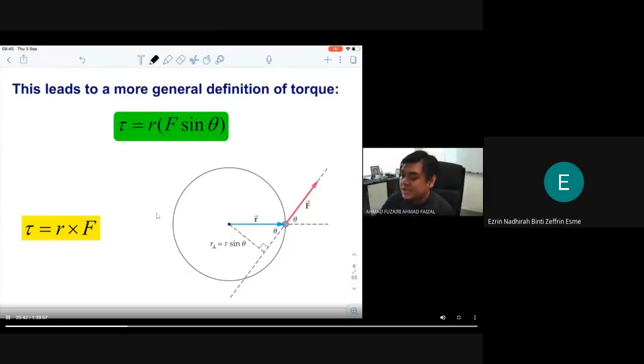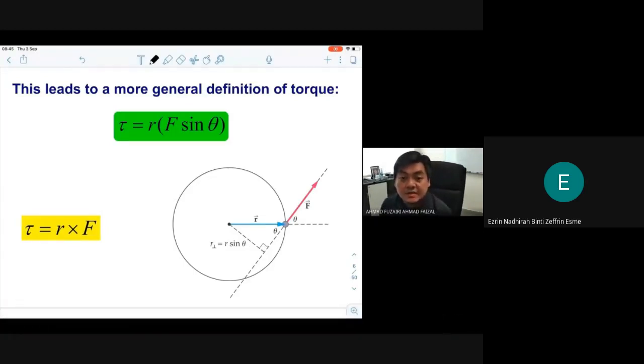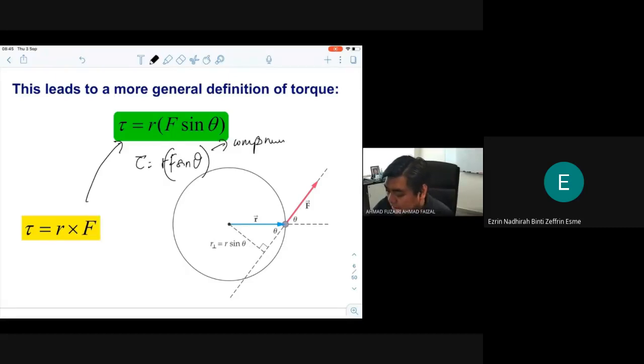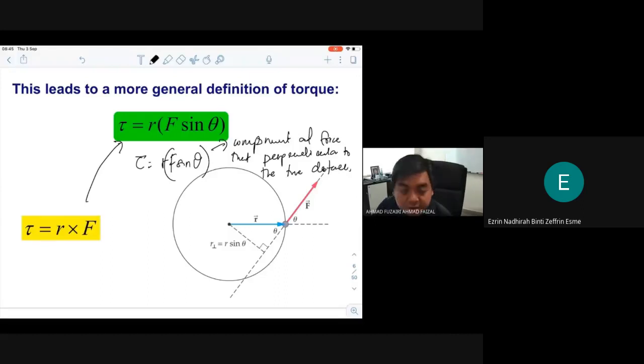Alright, this leads to a more general definition of torque. Again, I should remind you that torque is R cross F, but in the good form, torque is equivalent to RF sine theta, meaning that we should get F sine theta. What is F sine theta? It is the component of force that is perpendicular to the distance or displacement.